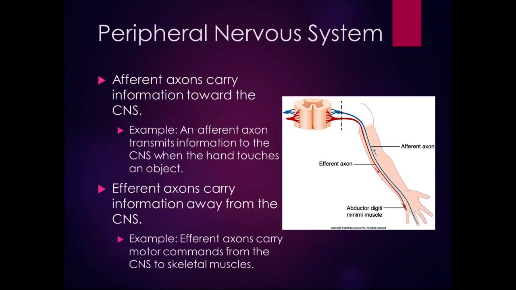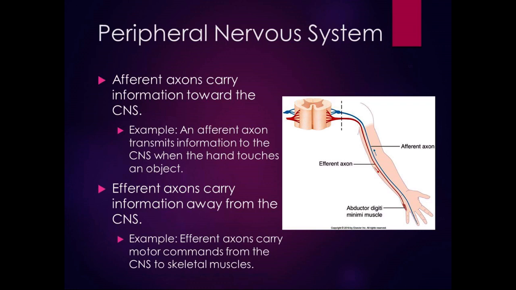So the nervous system is divided into the central nervous system and the peripheral nervous system. The peripheral nervous system in the diagram here is everything outside of the dotted line. That dotted line indicates the transition from the central nervous system to the peripheral nervous system.